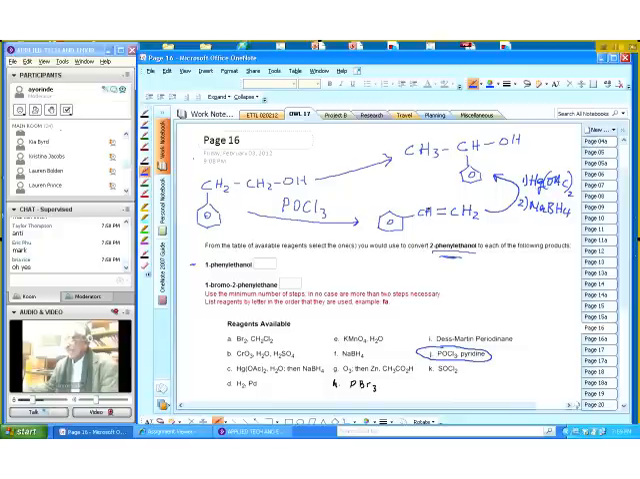Okay, this reagent here will add water across a carbon-carbon double bond in a Markovnikov fashion. Okay, very good. Now let us see. Now they want us to do this one here. So I am going to erase this. Okay, we have to start with the same material. So I will erase this.